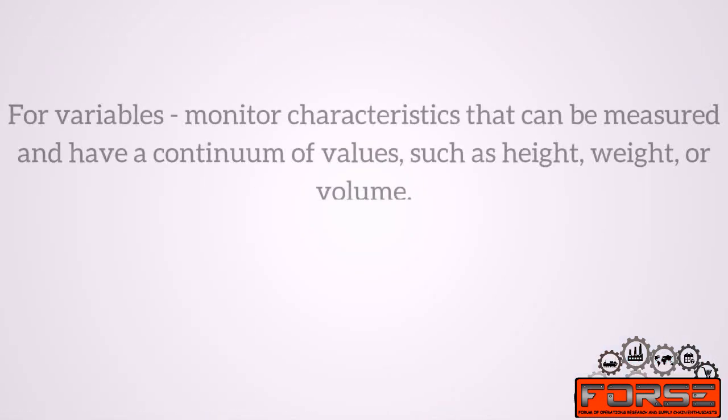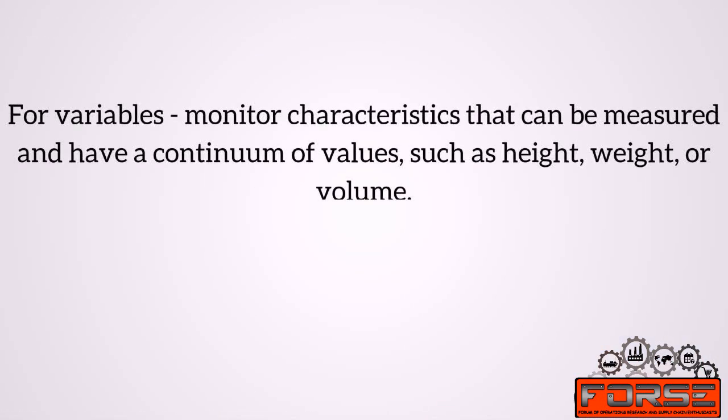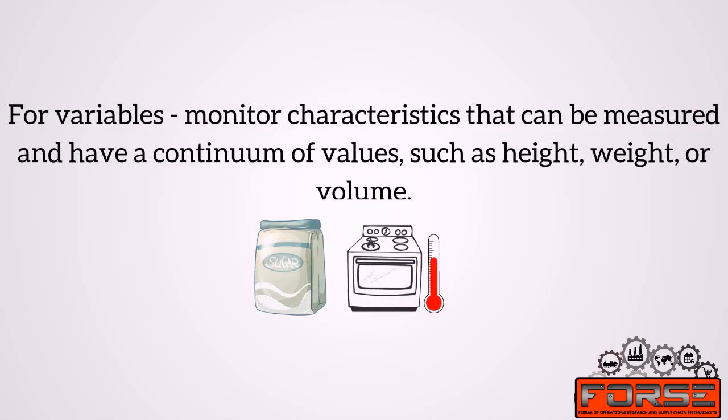A control chart for variables is used to monitor characteristics that can be measured and have a continuum of values, such as height, weight, or volume. Some examples can be the weight of a bag of sugar and the temperature of a baking oven.